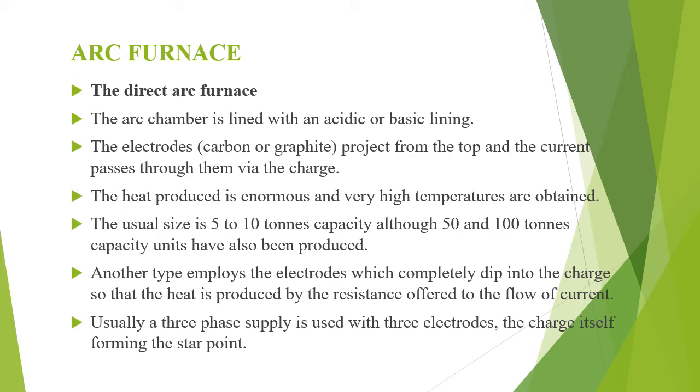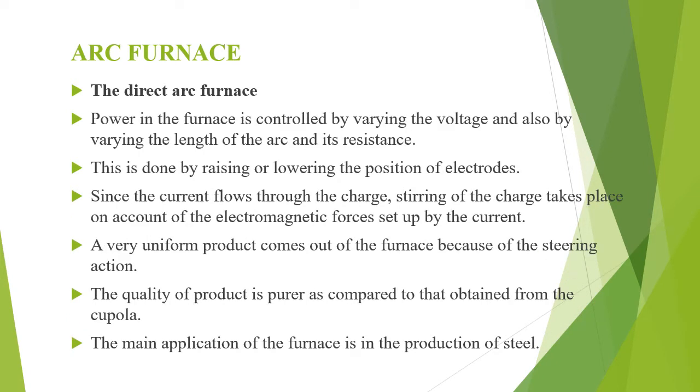Another type employs the electrodes which completely dip in the charge so that heat is produced by the resistance offered to the flow of current. For a 3-phase supply, 3 electrodes will be used and the charge will form the star point. Power in the arc furnace is controlled by varying the voltage and also by varying the length of the arc and the arc resistance.